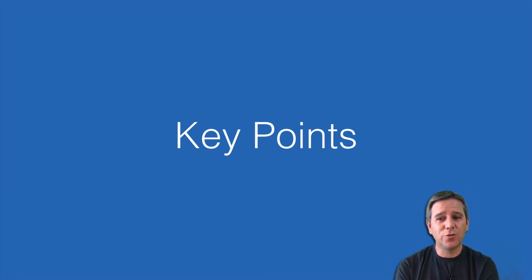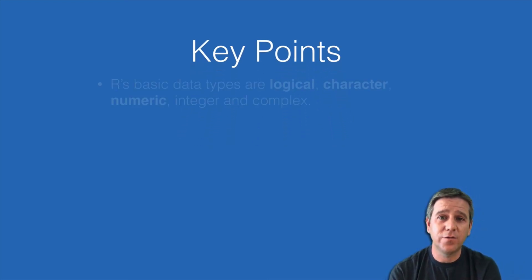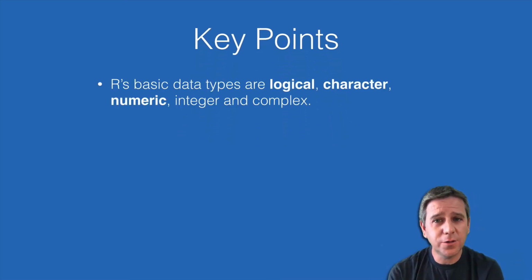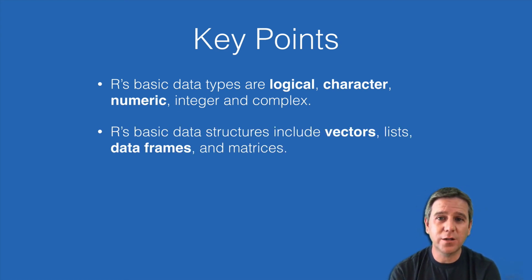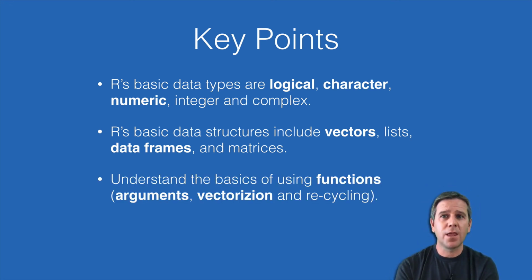With that, I'm just going to finish here and summarize our key points for this video. R's basic data types include logical, that's the true falses, the characters, that's the strings, numbers, of course, that's numeric, and complex objects, which we deal with less in this course. R's basic data structures, and major ones include vectors and data frames, but also lists and things called matrices.